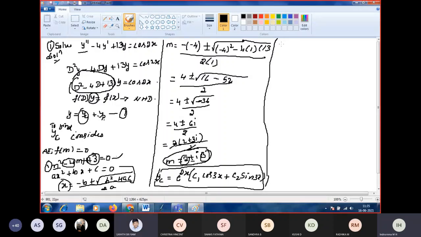So next, to find yp. To find yp, consider yp in the form of phi of x by f of D. What is phi of x?